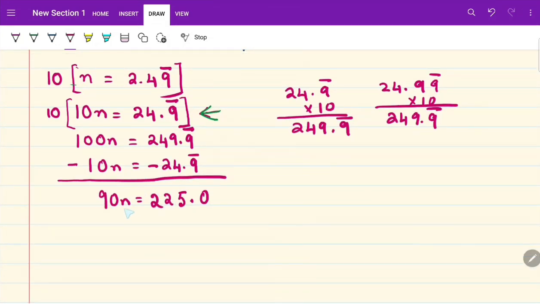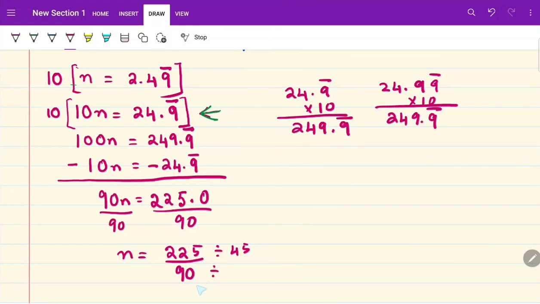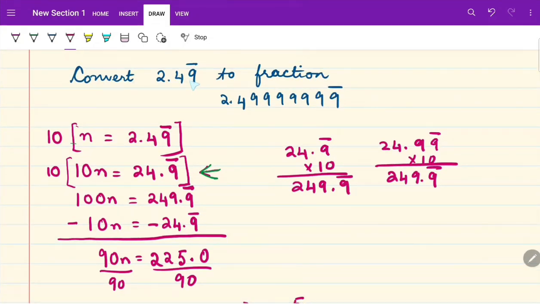And now we will just solve for n, divide both sides by 90, and we will have n equals 225 divided by 90. We need to reduce this to its lowest terms, and both 225 and 90 are divisible by 45. The greatest common factor of both the numerator and the denominator is 45. When we reduce it to its lowest terms, we will get 5 over 2. And that is the fractional equivalent of 2.49 bar.